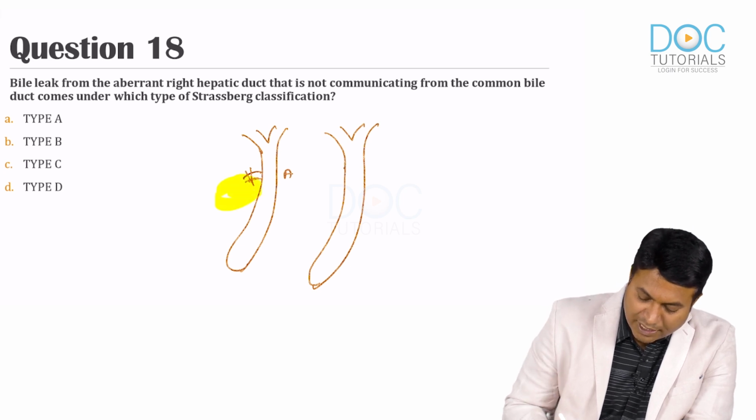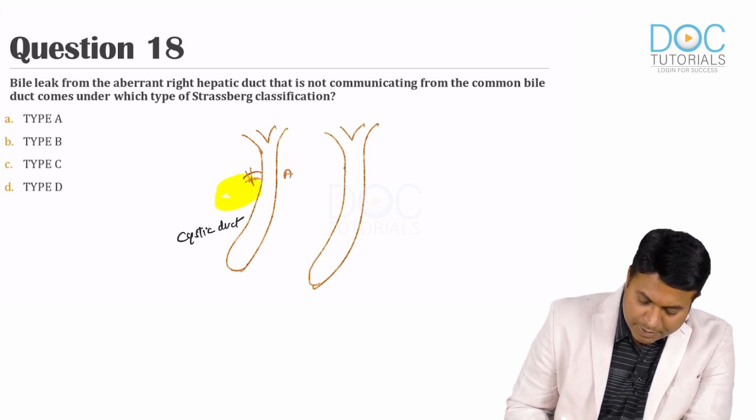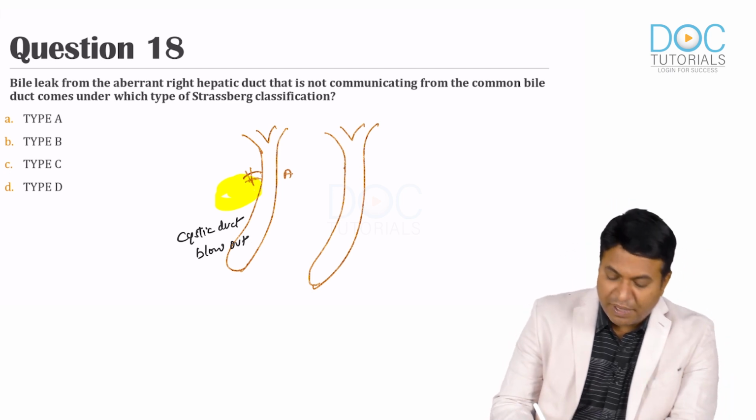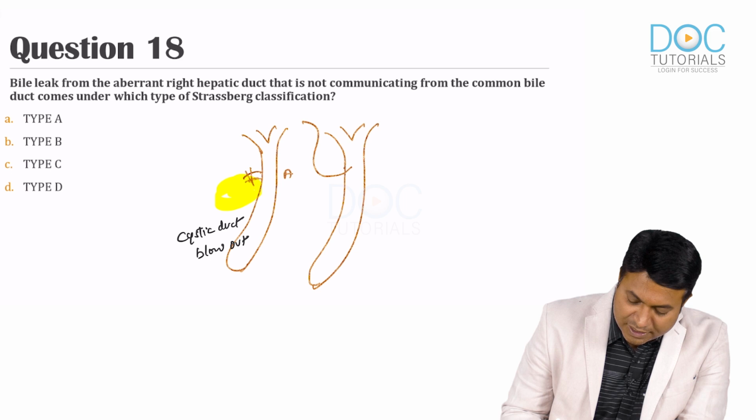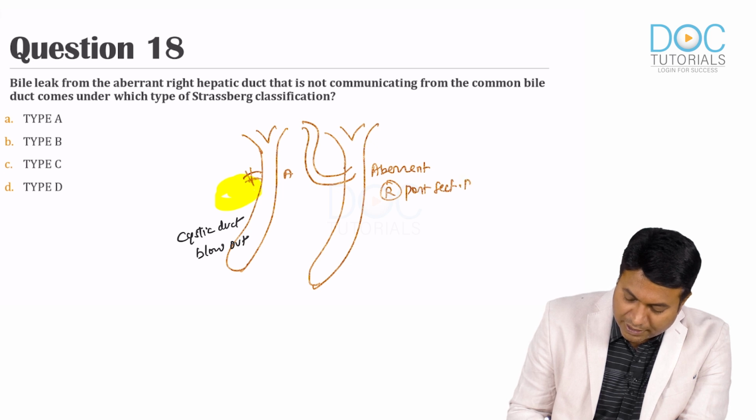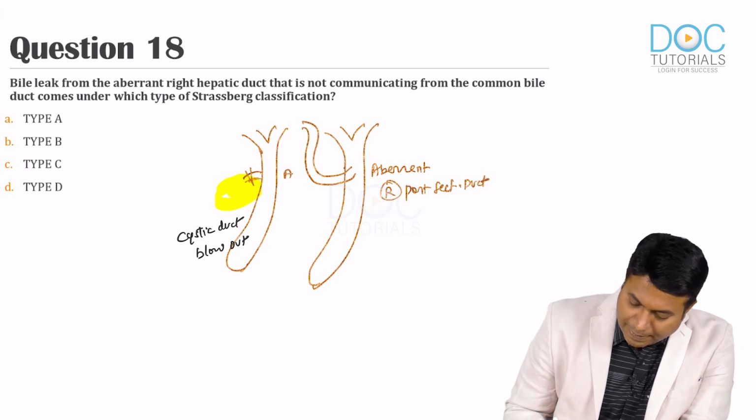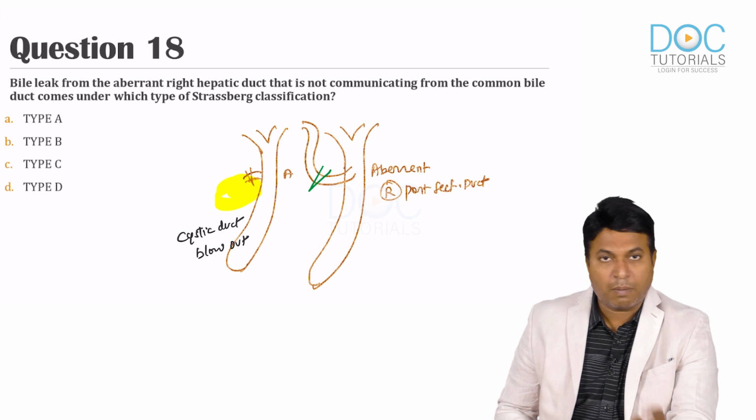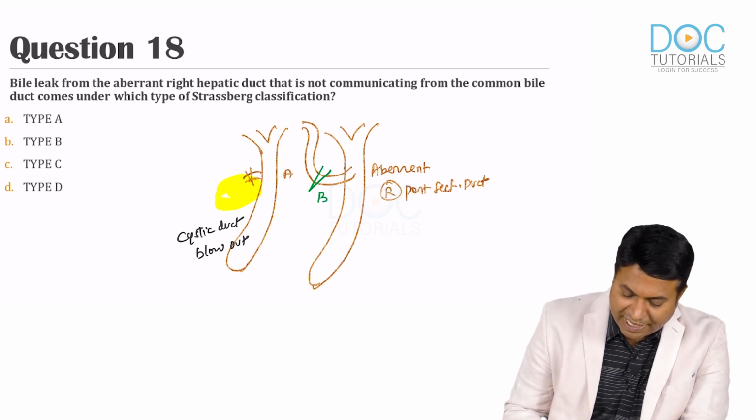That is cystic duct blowout. Cystic duct blowout is type A injury. Okay. Type B is an injury of this aberrant duct. This is an aberrant right posterior sectoral duct. If I put a clip for this aberrant duct, that is B type.